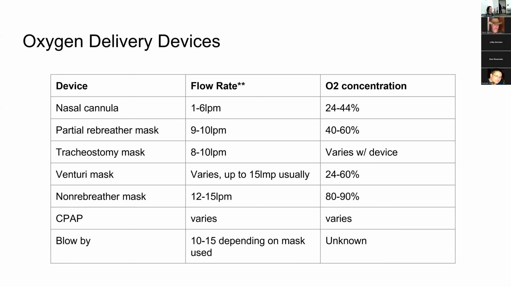Blow-by oxygen typically is referring to infants and peds. It's where you have a mask about 2 inches from their face and you let blow-by go in. But with blow-by, you're never going to officially know how much oxygen you're actually giving that patient, because it's not secured on their face and all that other oxygen is getting lost around them.